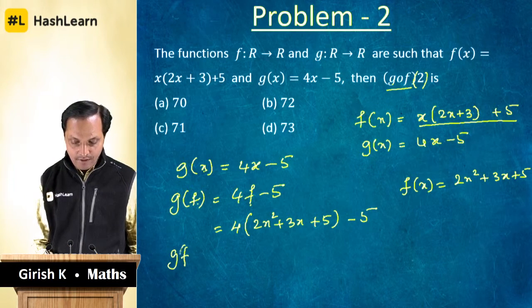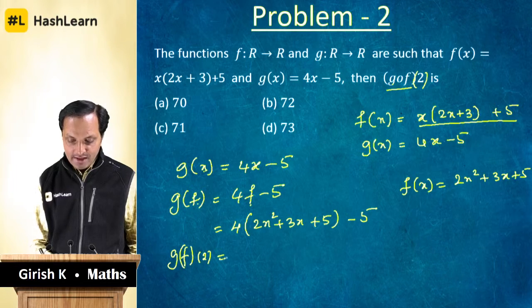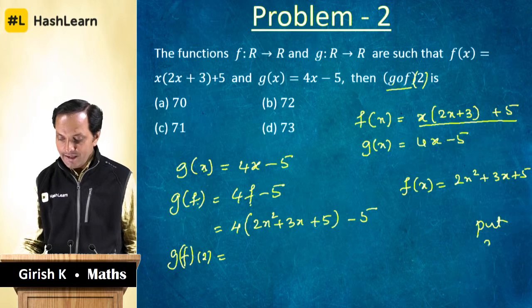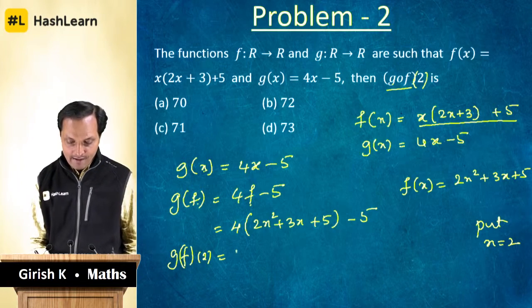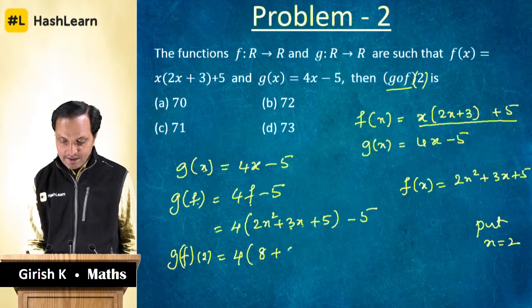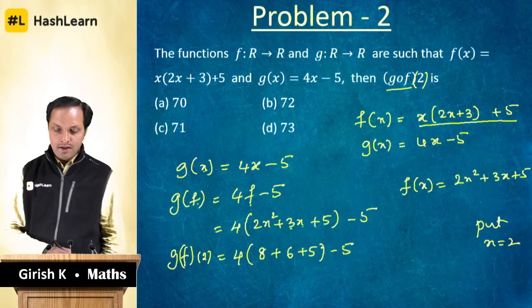G of f of 2 means you need to put x as 2. Finally, x as 2 if you substitute, you will have 4. यहाँ पे 2 substitute किए तो 2 square is 4, 4 into 2 is 8, 3 into 2 is 6, plus 5 and minus 5.